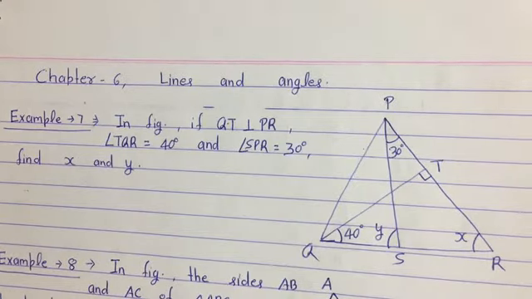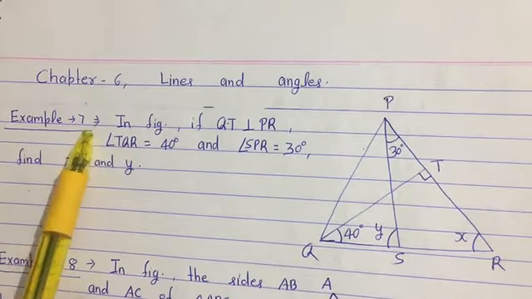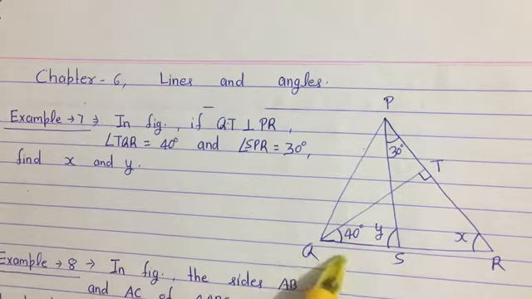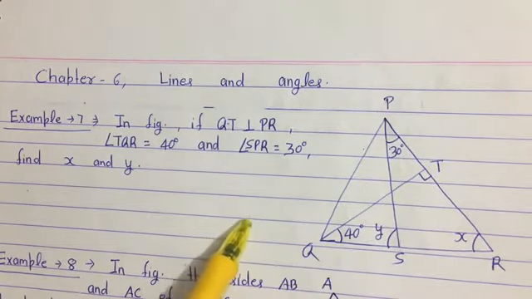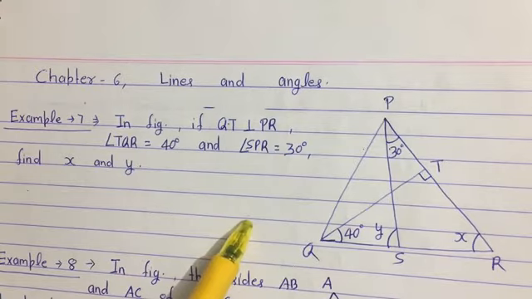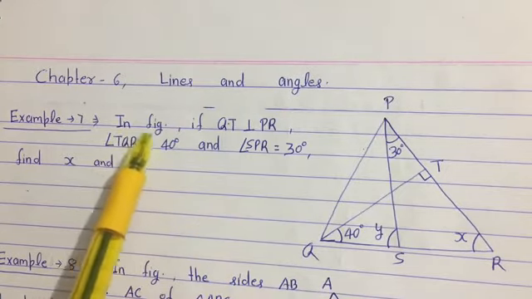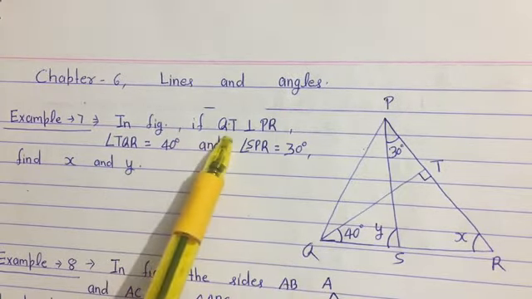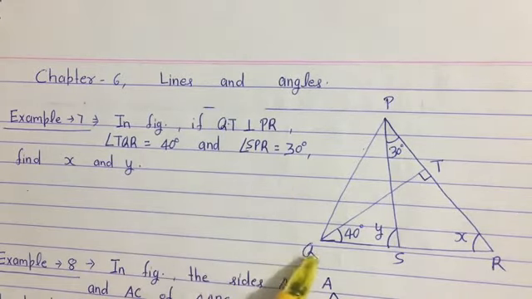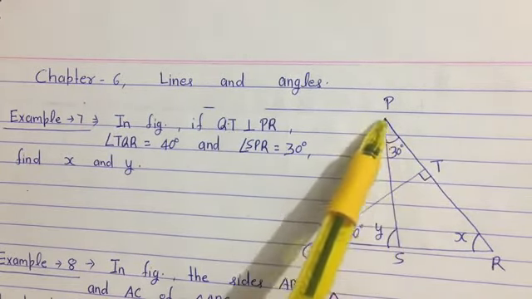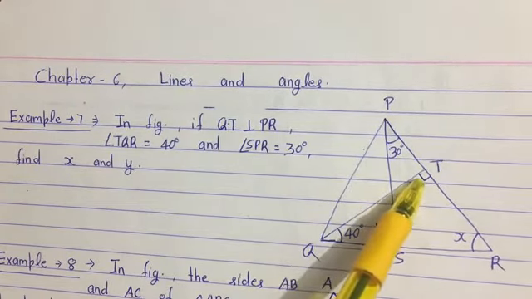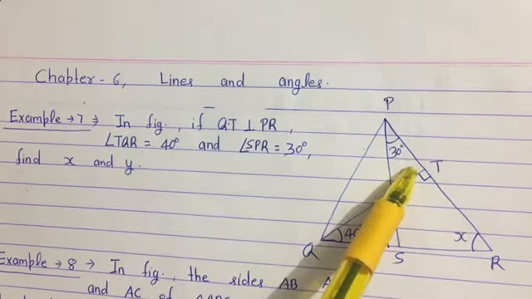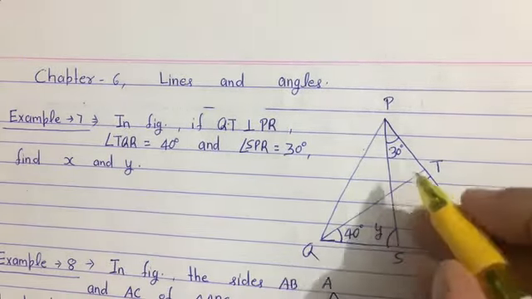So first of all, we are going to discuss example number 7. This is example number 7, and this is the figure for this example. You have to do this example by yourself as your homework, but I just want to explain some things here. In the figure, QT is perpendicular to PR. This is line QT, perpendicular to line PR, which means this angle is 90 degrees, and this angle is also 90 degrees, this one.